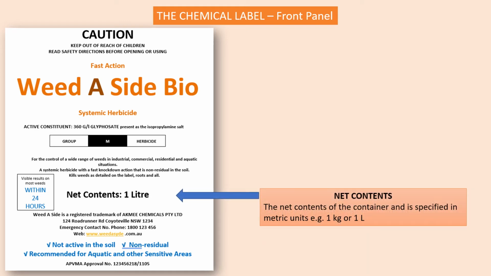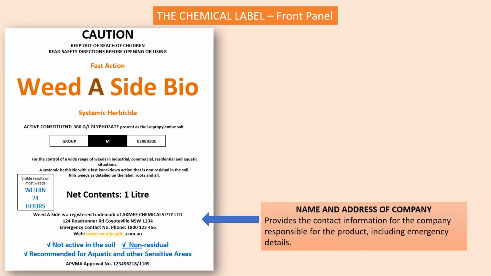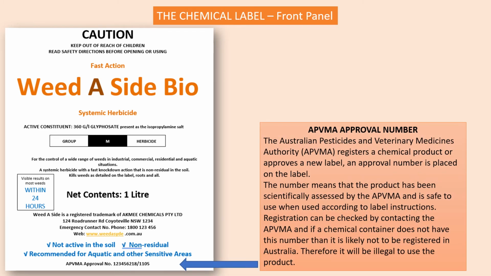The net content should be specified in metric units such as kilos or litres. The name and address of the company provides information for the company responsible for the product, including emergency details. The Apvma approval number. This can appear on any part of the label.